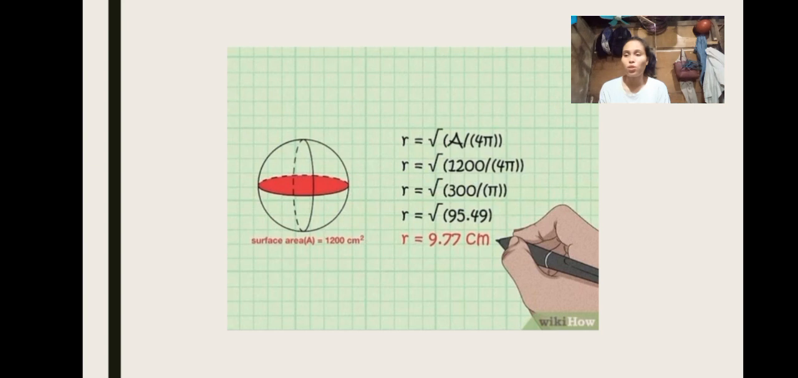The radius equals the square root of the surface area, A, over 4 times pi. Our value of surface area is 1200, over 4 times pi, or 3.14. So the square root of 300 over pi is 95.49, and then we come up with the answer of 9.77 centimeters.